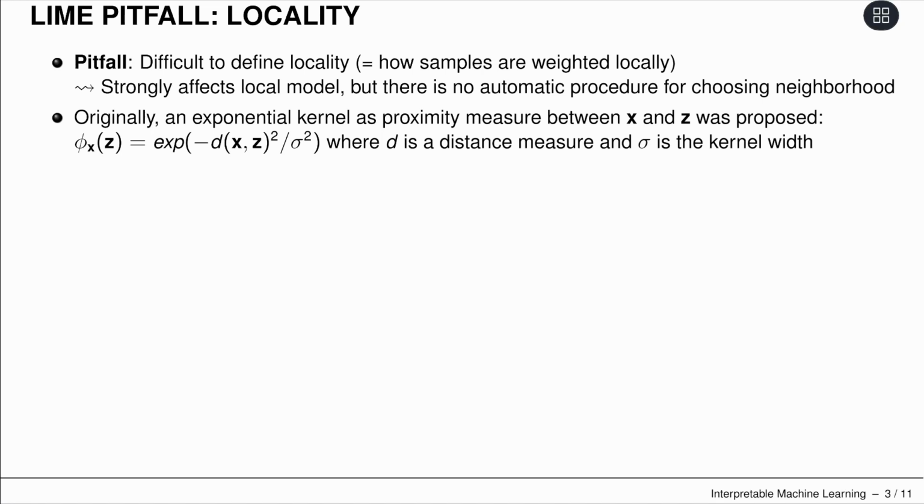So we talked about an exponential kernel doing that, right? This was in that form over here. And the problem is you then need the distance measure, which could be the Euclidean metric. And what you also need is the kernel width, to say how far you should actually go.